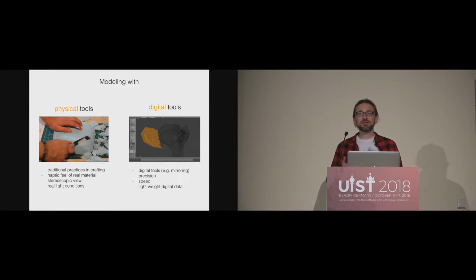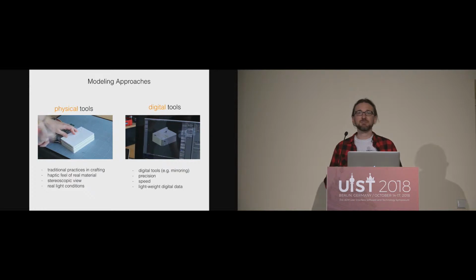But digital tools also have advantages that physical modeling cannot really support. For example, you can explore symmetries by using the mirror tool, where you just have to work on one side of the object and the other side gets rendered automatically. Also, digital tools are very precise, they have a high speed, and the models that you create are lightweight because they're data, so you can just send them around, and you can have a huge library of different models stored on your hard drive, which is really hard physically.